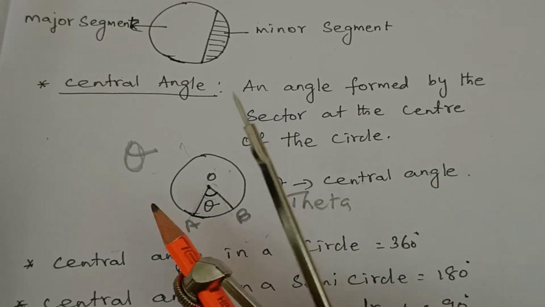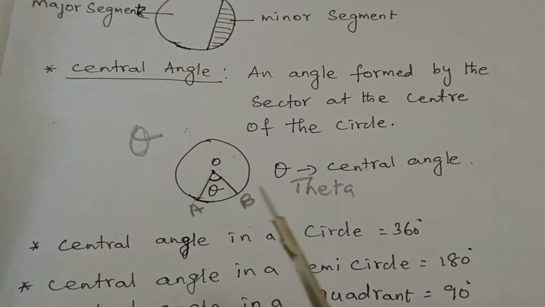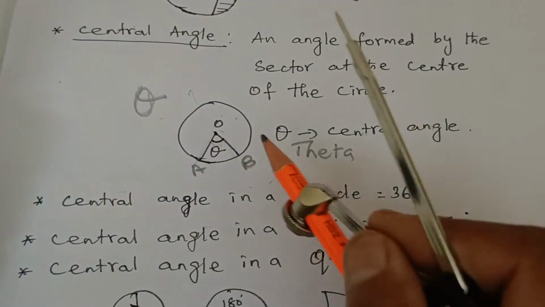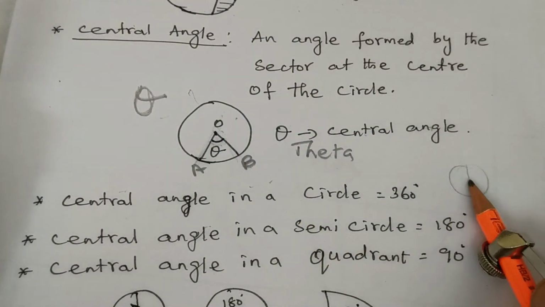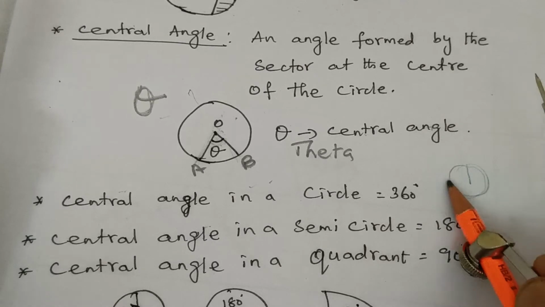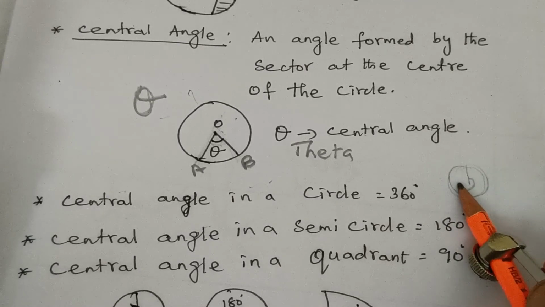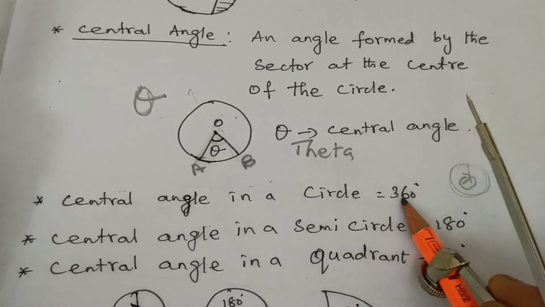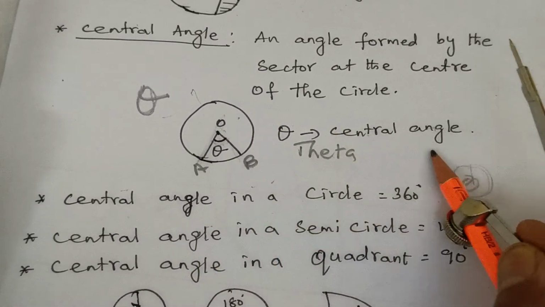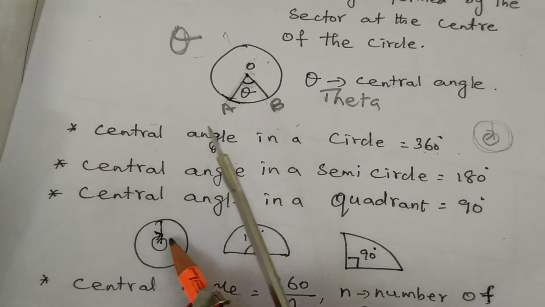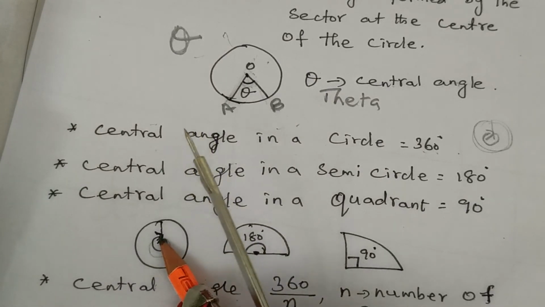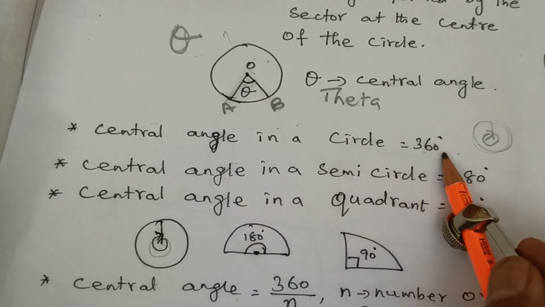Okay. Next, let us see the measures of central angles. Central angle in a circle. In a circle means the full circle, like you can take the example of a clock. It starts from 12 o'clock and goes for a full rotation, comes back here. So one full rotation is 360 degrees. So the central angle in a full circle is 360 degrees. Starting from here, coming back to the same position.